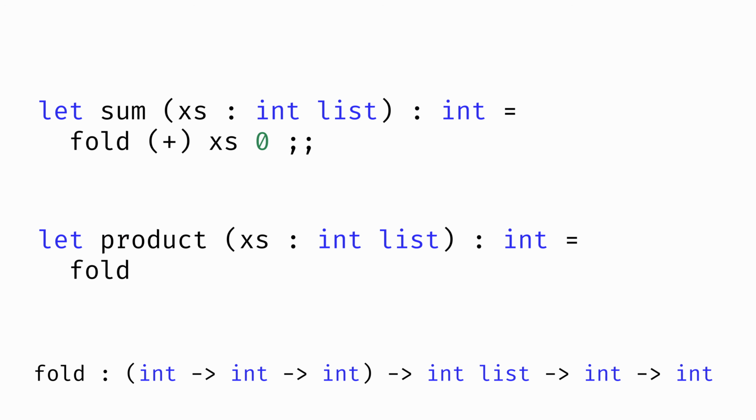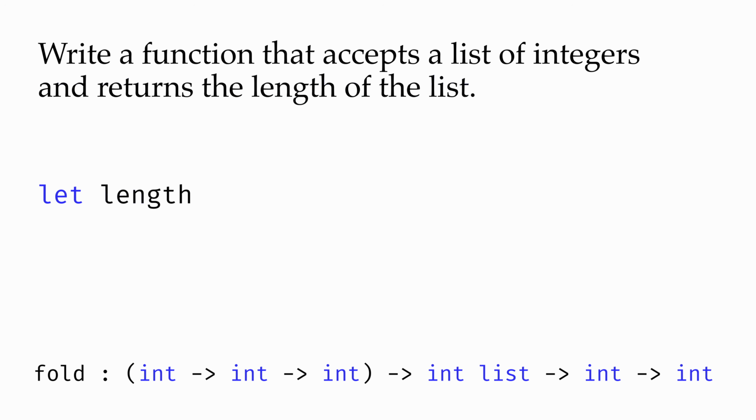Instead, we'll just use the function for multiplying 2 numbers together, and we'll let 1 be the initial value for the accumulator. There are a lot of problems that can be solved using the fold abstraction. Imagine we wanted to write a function to compute the length of a list. How could we do that?